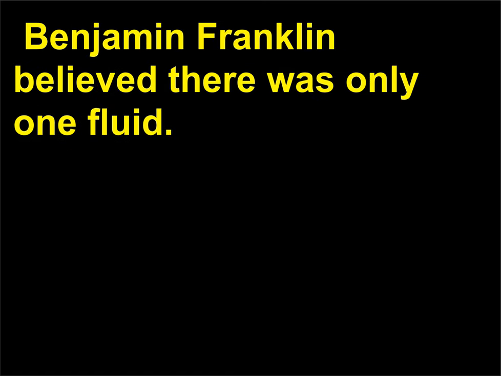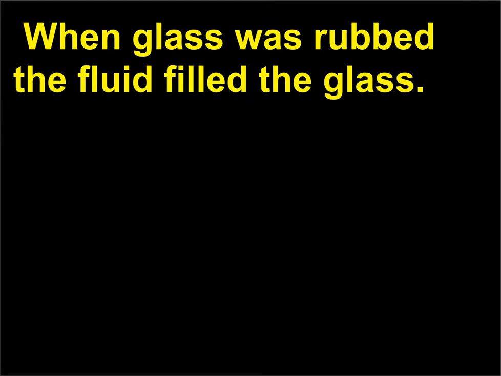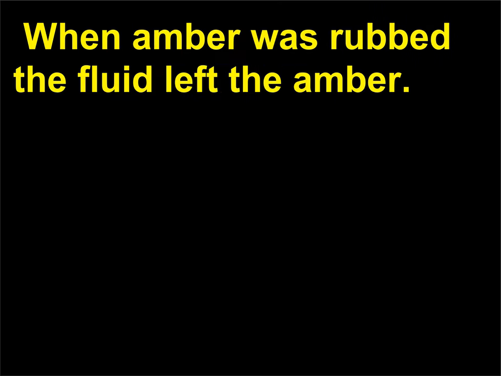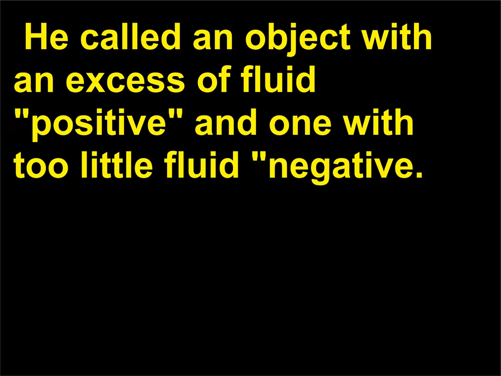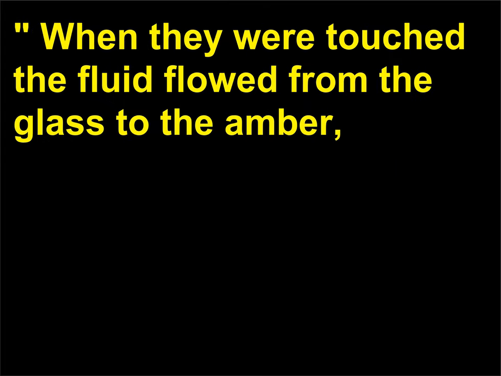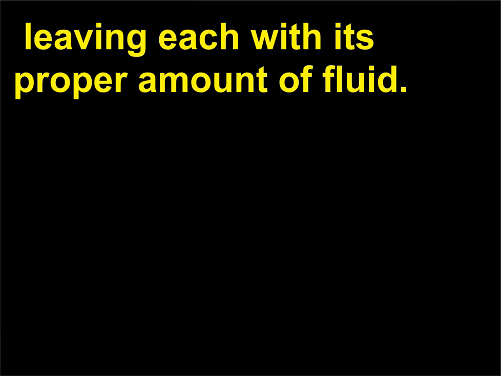Benjamin Franklin argued that there was only one fluid. When glass was rubbed, the fluid filled the glass. When amber was rubbed, the fluid left the amber. He called an object with an excess of fluid positive and one with too little fluid negative. When they were touched, the fluid flowed from the glass to the amber, leaving each with its proper amount of fluid.